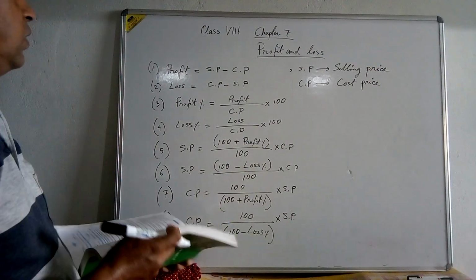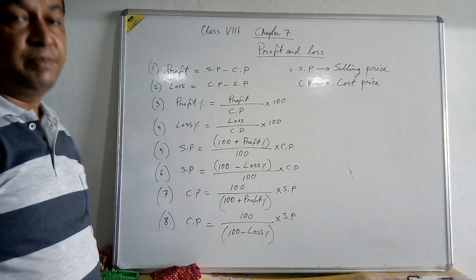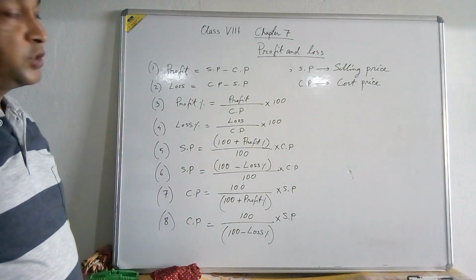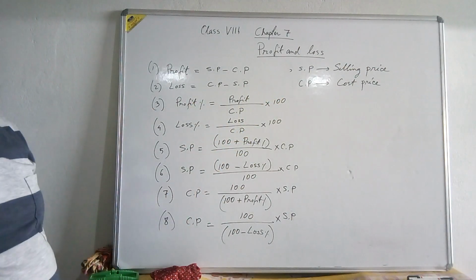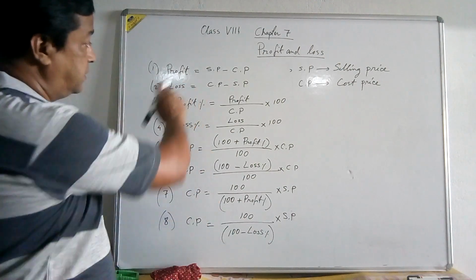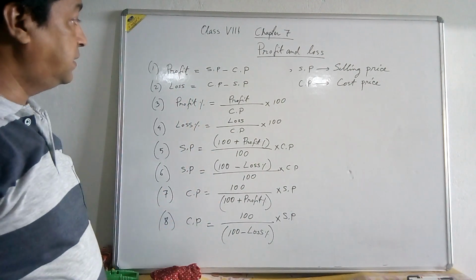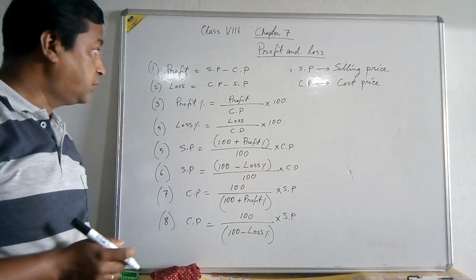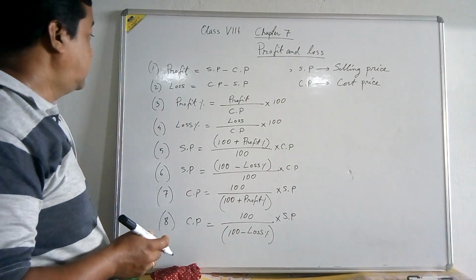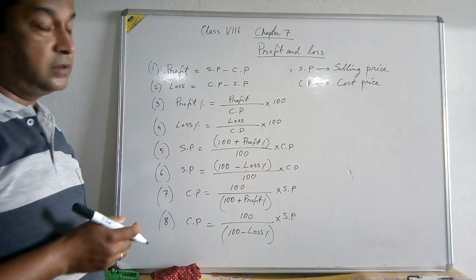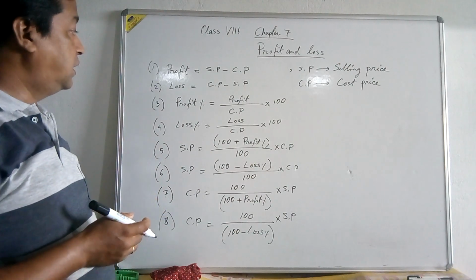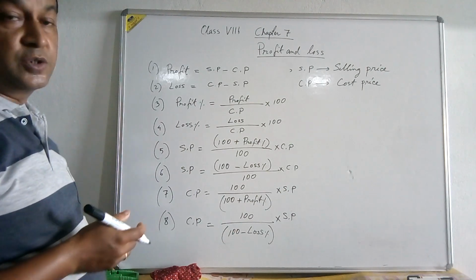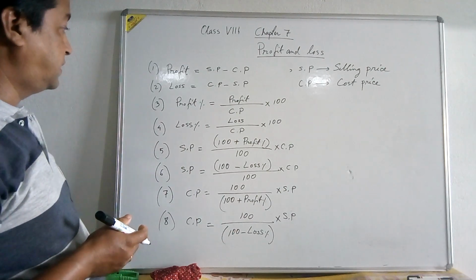So first of all, what is SP? SP means selling price. CP means cost price. Okay, now what is the profit? Profit is selling price minus cost price. When there is profit, the selling price will be more than the cost price. Now next is the loss. What is loss? If we subtract the SP from CP, when there is loss, that means the cost price will be more than the selling price.